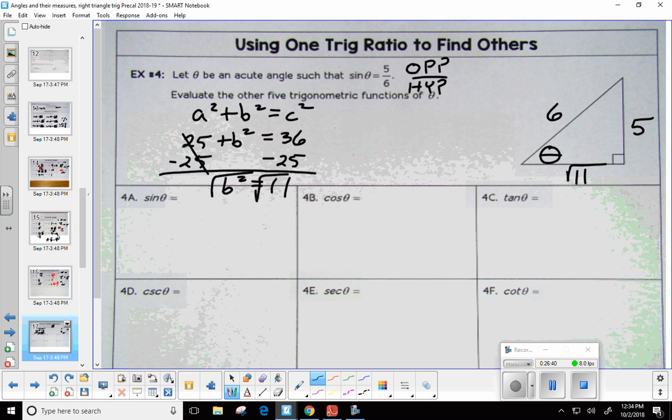Okay, and this is where we'll pick up tomorrow. We actually do not have a lot left to do. Anybody having a hard time with the right triangle trig? Okay, good.